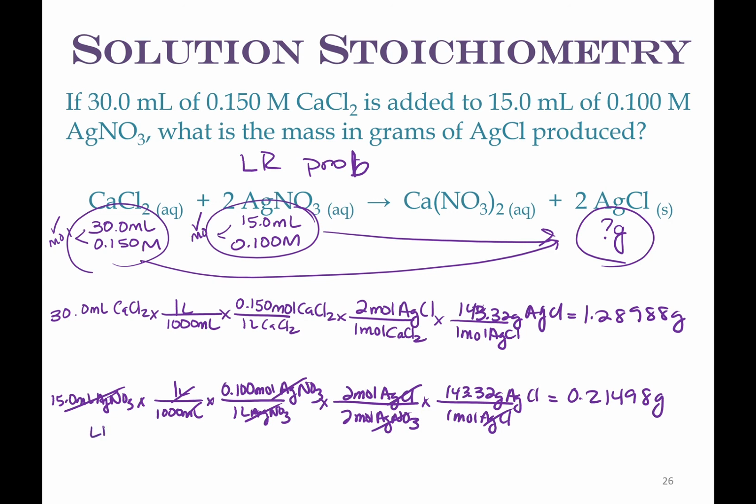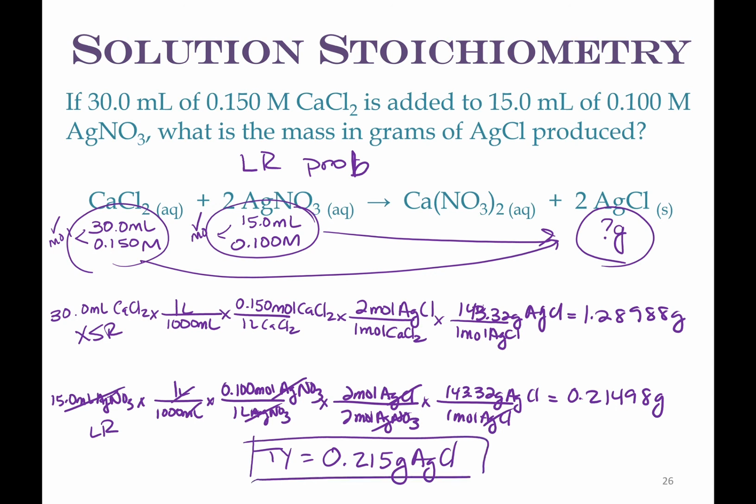This is our limiting reactant. This is our excess reactant. So our theoretical yield then is, to 3 significant figures, 0.215 grams of silver chloride. So very similar to what we did in Chapter 6, just a different way to start by finding moles with molarity.